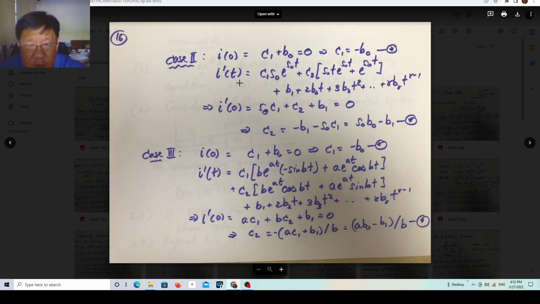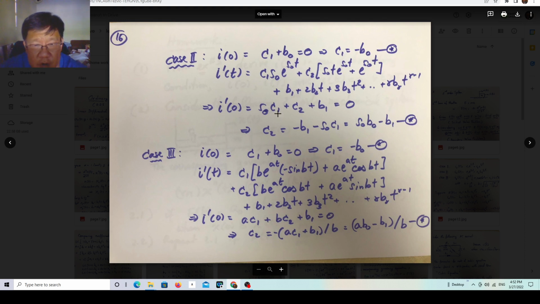Therefore when you substitute t equal to 0 here, the first term becomes C sub 1 s0, or s0 C sub 1. In the second term, the first part vanishes when t is 0, but you get C sub 2 remaining. And then for this one, certainly B sub 0 vanishes once you find the derivative, only B sub 1 is left. So we can use the first condition, where you already found that C sub 1 is equal to minus B sub 0.